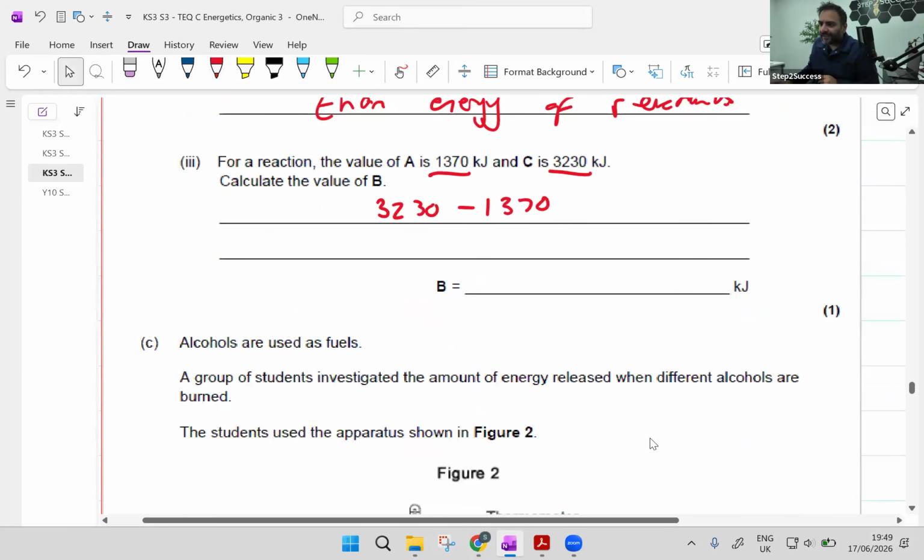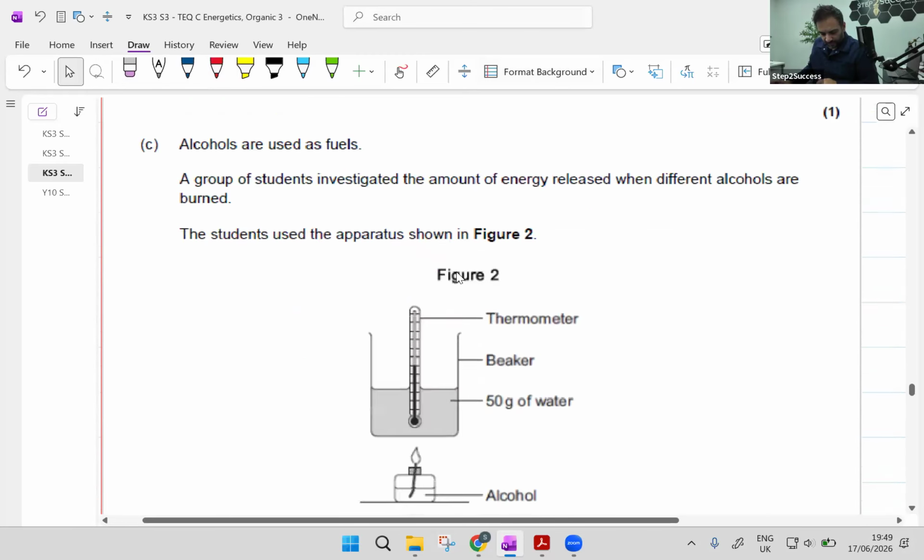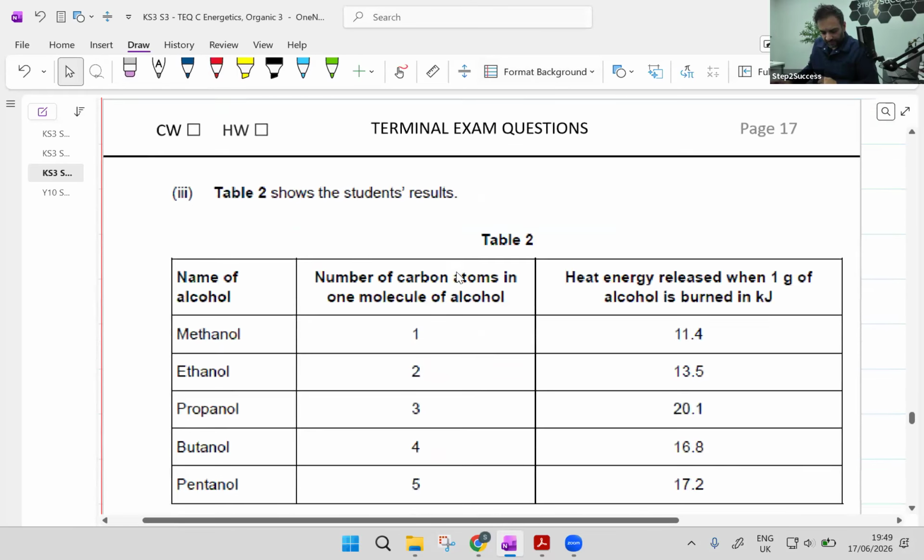Is that it? 5, 2, 4, and 5. Okay, I don't know what else you asked.